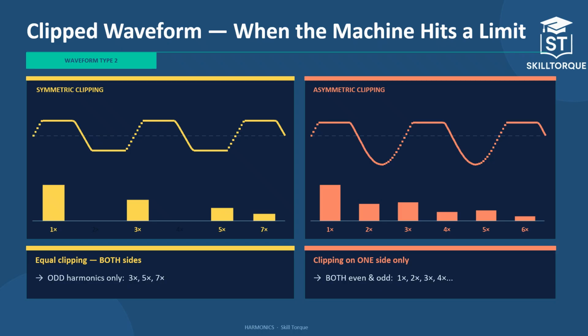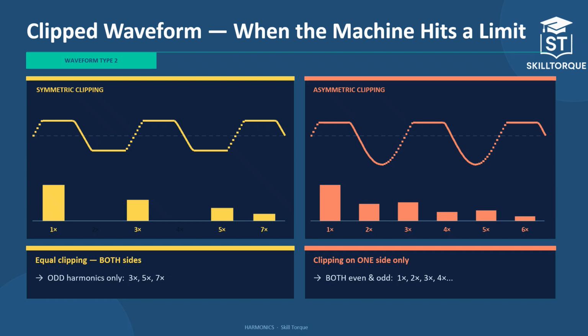So lock that in: equal clipping on both sides gives you odd-only harmonics. If one side is smooth and the other side is restricted, then you will be getting both even and odd, that is 1x, 2x, 3x. That distinction is so important that it has its own dedicated video coming next, don't worry about that.